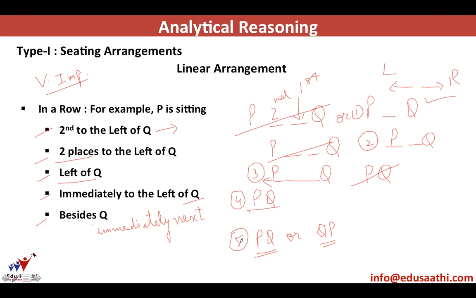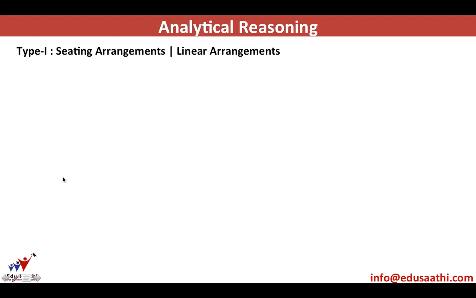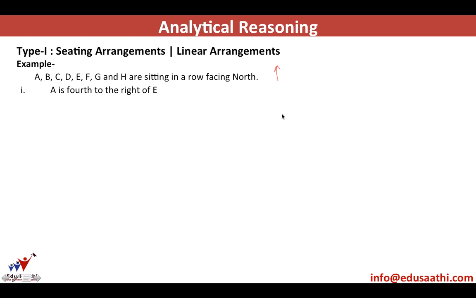All right. So I hope you are understanding this, how you go through this, how you interpret different wordings in linear arrangement or analytical reasoning questions. Let's see the first example. We are given there are 8 people who are sitting in a row facing north direction. So these are the people, they are facing towards north direction. And you are given a few clues.